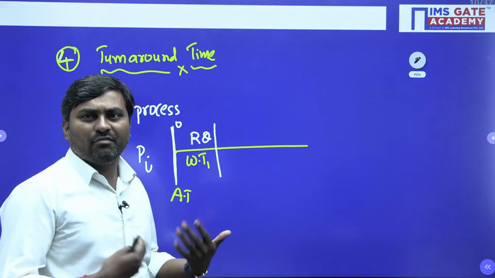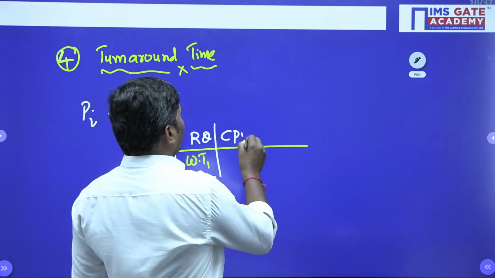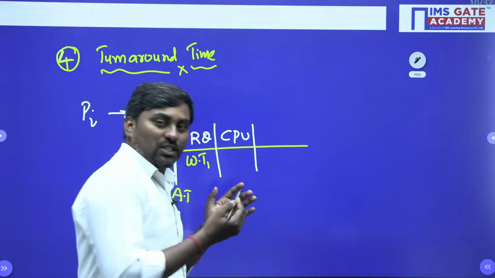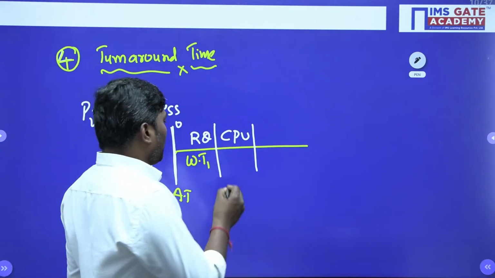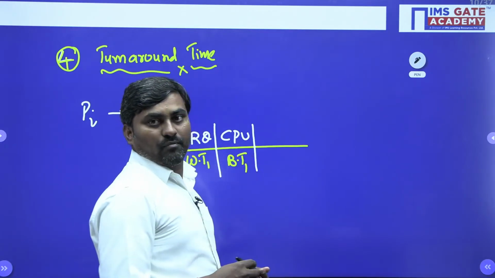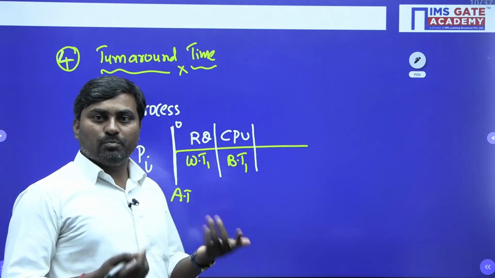After some time, after waiting, it gets a chance of execution, so it is executing on the CPU. What I said, when a process is spending time in the CPU, we call it burst time. So let us take this as the burst time, partial burst time B1. Are you getting my point? So burst time occurs, CPU spent.